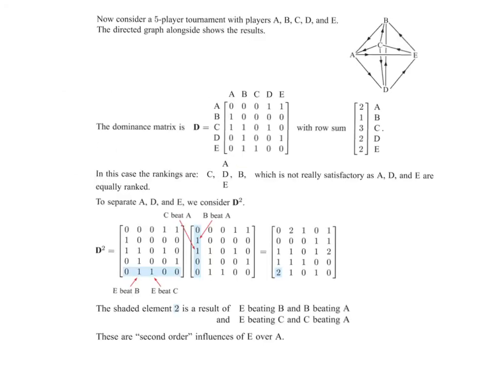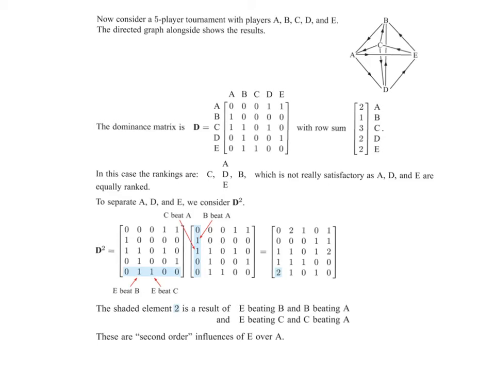If we now jump to the next slide, sometimes we might have more players, and at the end of calculating, we have a dominance matrix where the row sum has the same values. After completing a round robin tournament of 5 players, we can see that C finished on top, A, D, and E are sitting second, and B is sitting third. What we don't like is the fact that A, D, and E are all equally ranked. So what we might do is consider the second order influence.